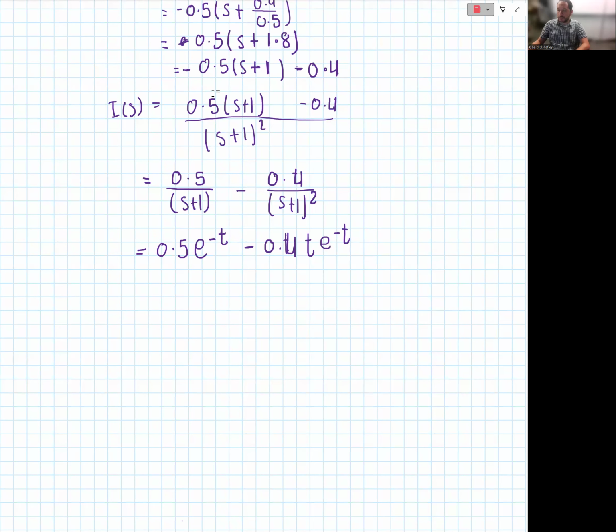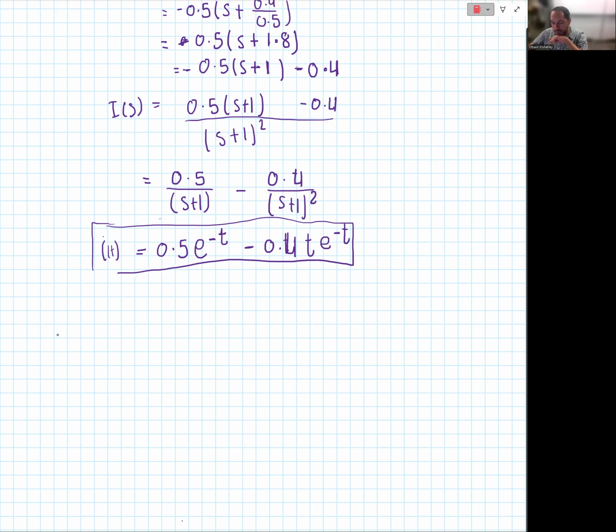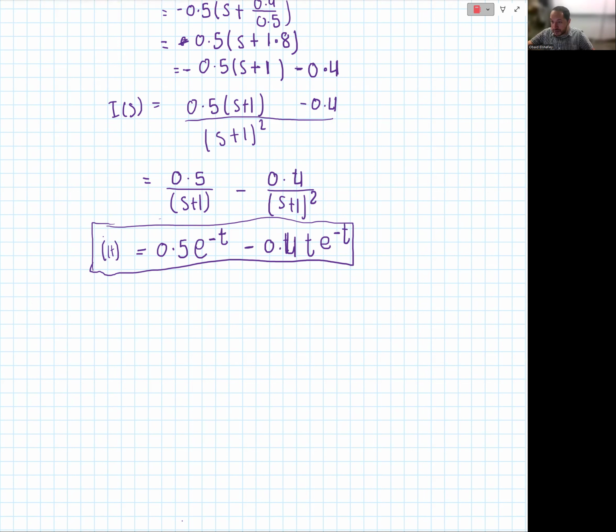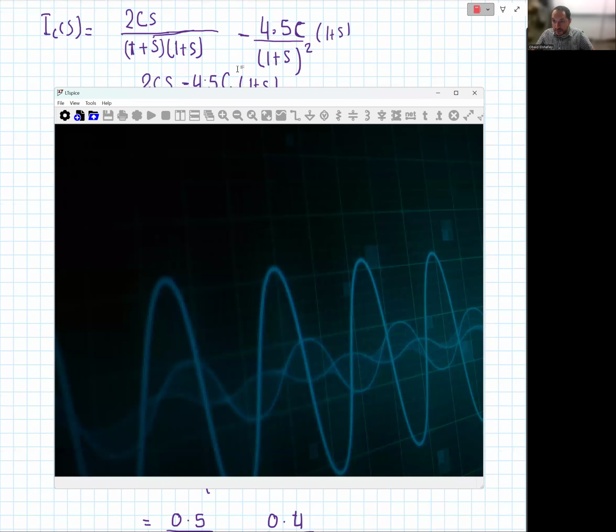All right. So, as mentioned earlier, we found that i(t) is equal to 0.5 e^(-t) minus 0.4 t e^(-t). Please check the steps. I might have done some mistakes, but this is a great example to test out on LTspice. Let's say we are not sure, as we did during the TA meeting, about this answer. So we're going to simulate the circuit and see if we get the same results.